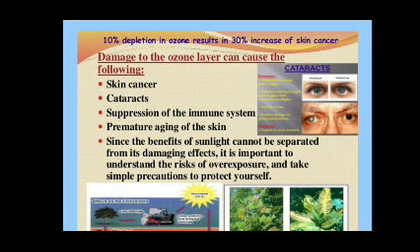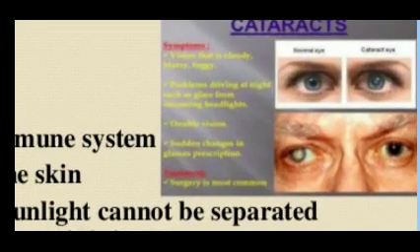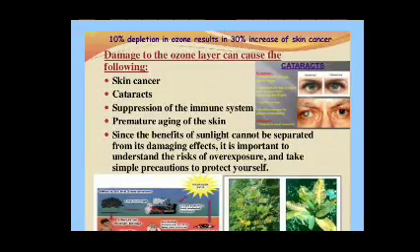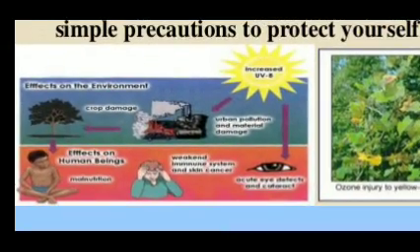See here, it is eye cataract. See the figure. This is how an eye cataract is formed by the impact of UV radiation on the eyes, and it also decreases photosynthesis in plants and causes the formation of skin cancers.